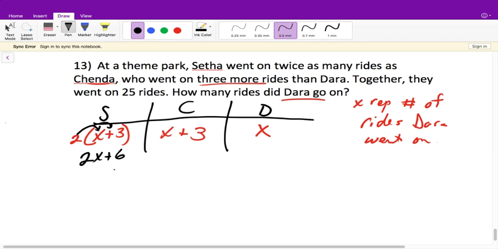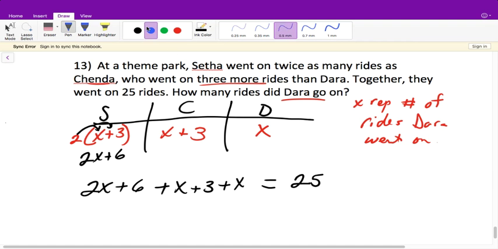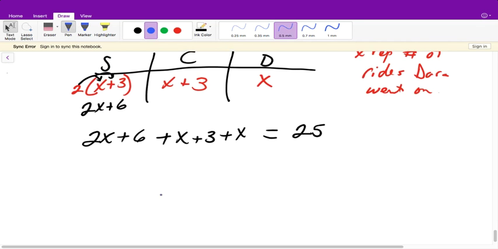Right? When we're talking about the total number of rides, we can add all these up to get the total number of rides. So 2x plus 6 plus x plus 3 plus x. And the total number of rides they went on was 25. Right, now we can go ahead and combine all of our like terms. 2x plus x is 4x. 6 plus 3 is 9, so plus 9 is equal to 25.